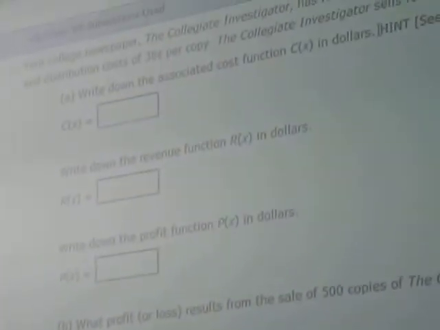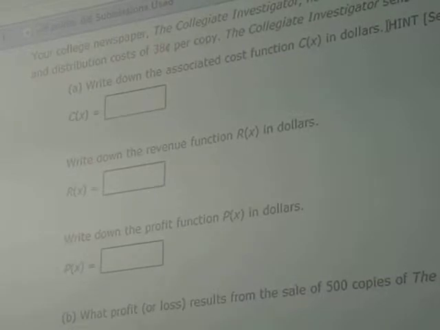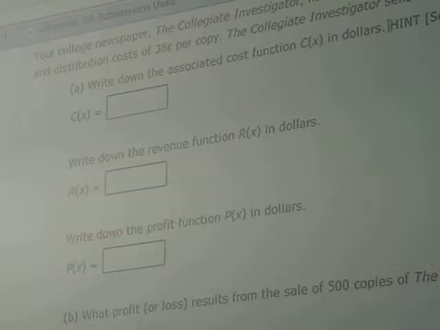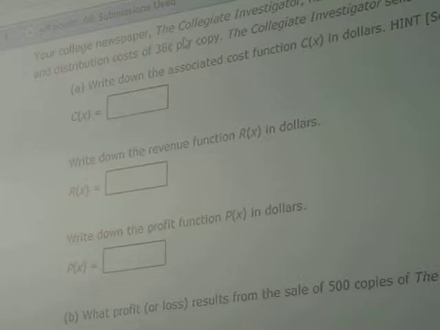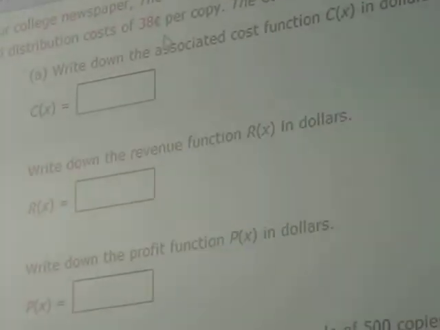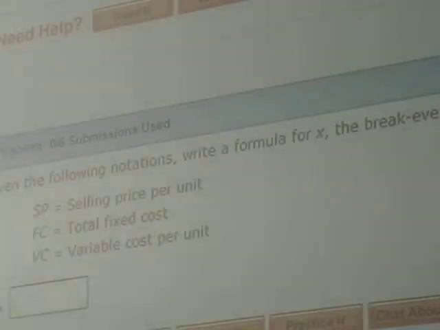Let's go to this one. VC, I think I wrote VC as 48. I'm sorry. What's the variable cost here? 38, right? I think when I did it before, I did 38x. But I read it wrong, because it's not 38x, just 38. Okay, because it says the variable cost per unit. A little tricky there. So it's not 38x, it's 38. Take that into consideration.